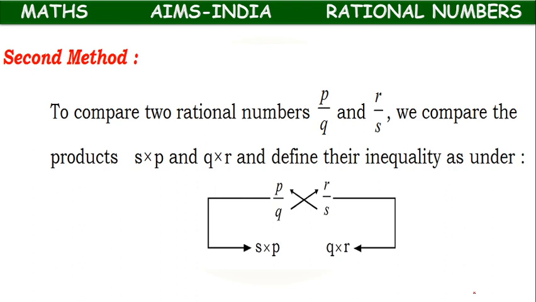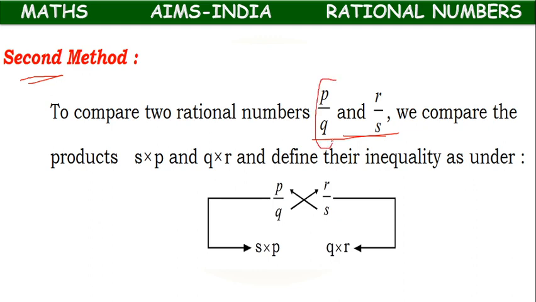Next. So we have one more method, children. Second method. In this method, just by cross multiplication, we can compare the given rational numbers.